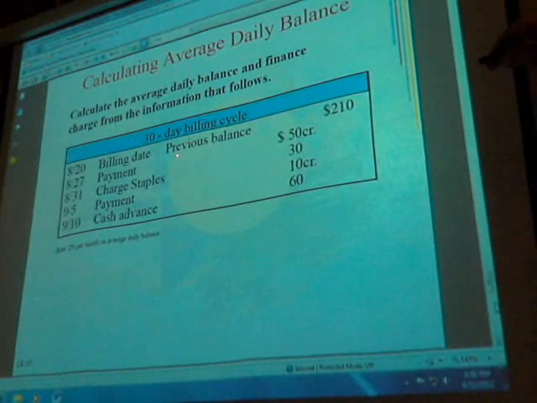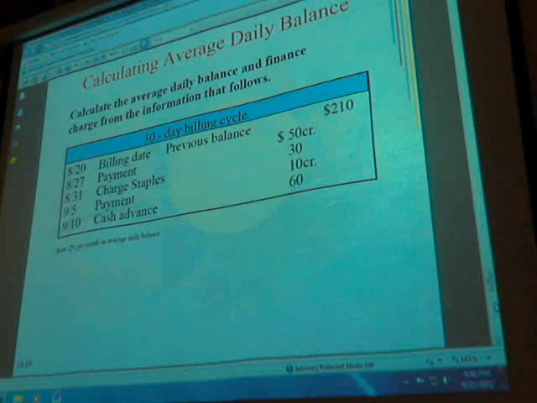This is an example, a very basic one, of a credit card statement. Does this look familiar? Do you ever look at your statements?